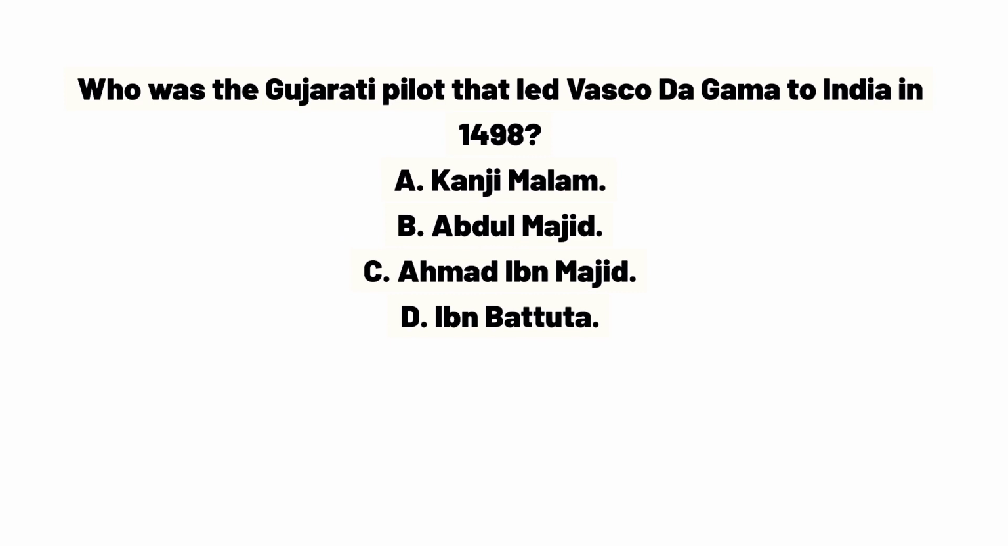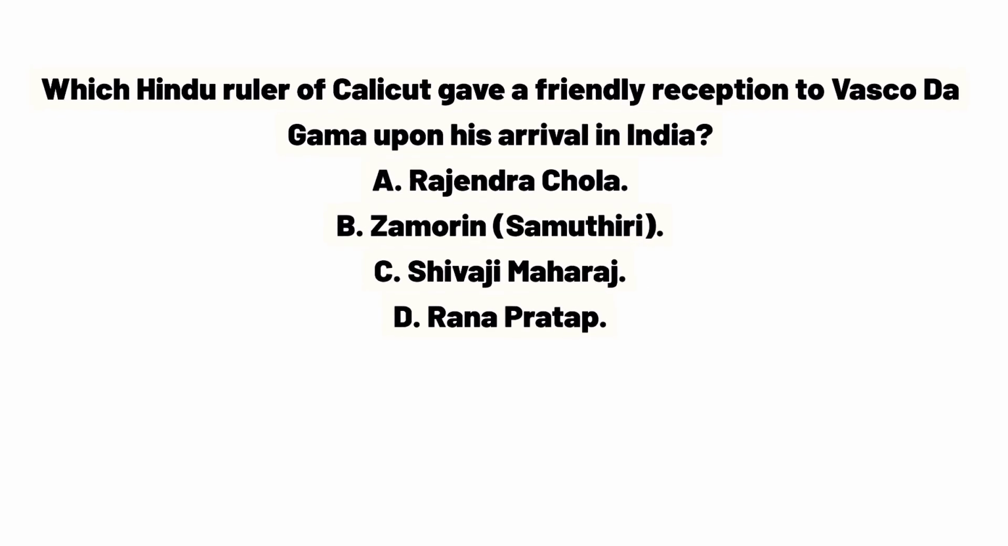A. Kanji Malam. B. Abdul Majid. C. Ahmad ibn Majid. D. Ibn Battuta. Answer: B. Abdul Majid. Which Hindu ruler of Calicut gave a friendly reception to Vasco da Gama upon his arrival in India? A. Rajendra Chola. B. Zamorin, Samuthiri. C. Shivaji Maharaj. D. Rana Pratap.